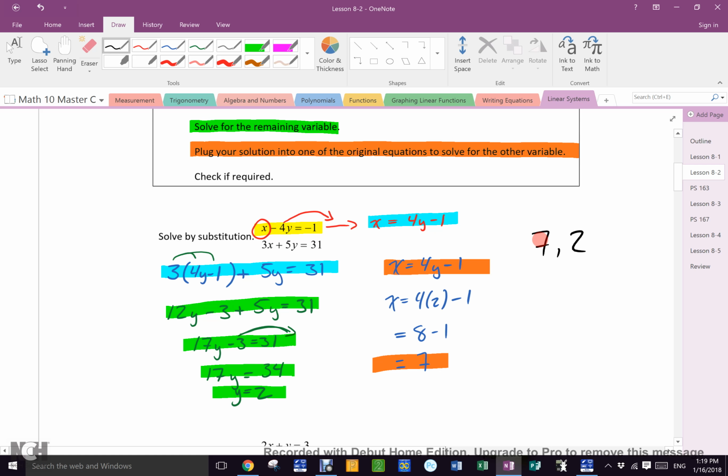Because that 7 is what? An x. That 2 is what? What letter is that? X. What letter is that? Y. Is 7 minus 4 times 2, which is 8. Is 7 minus 8 negative 1? Yes. Is 3 times 7 is what? What's 5 times 2? Is 21 plus 10 31?